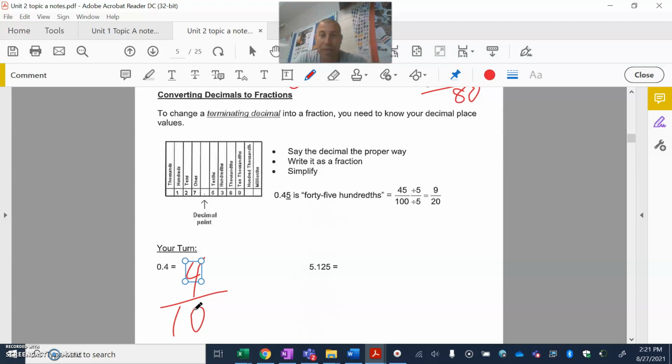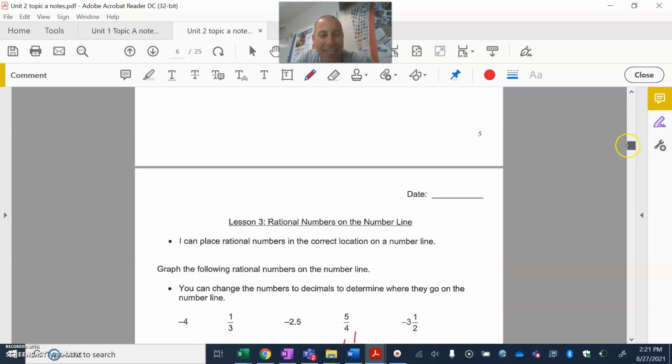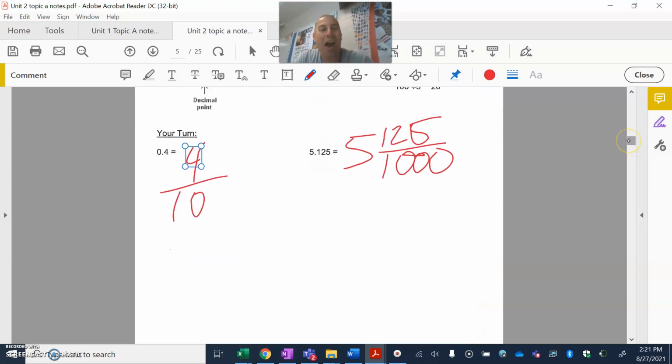So in the next one there, that 5.125, we don't say that. We say 5 and 125 thousandths. And there we are. All right. So again, to convert, all we need to do is say it and then write it as it sounds. All right, people, there you go. You're done with that. Move along. Get out of here.